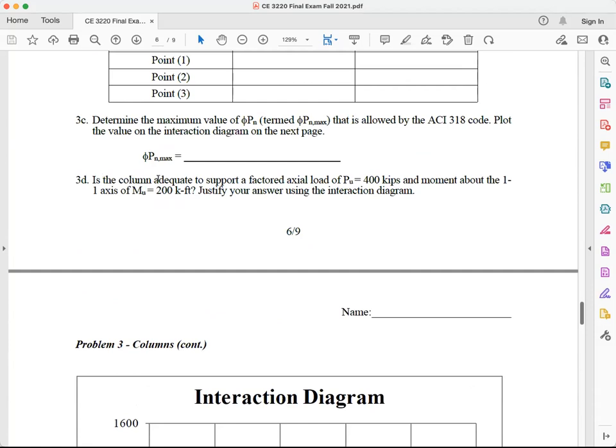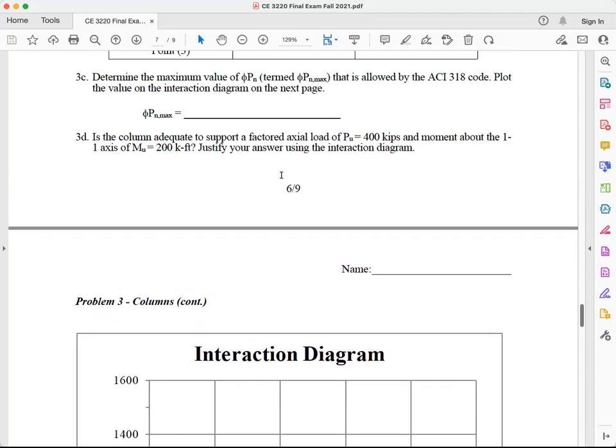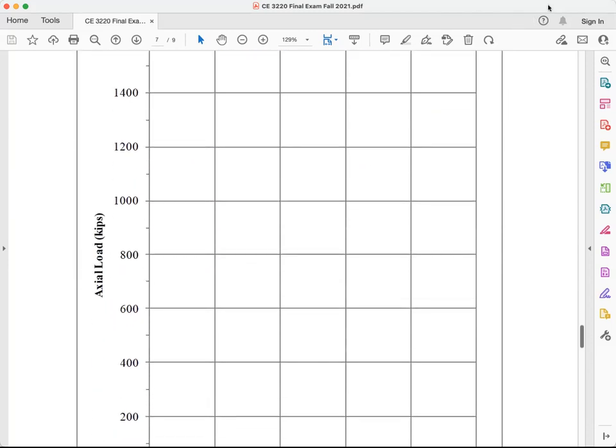Now, is the column adequate to support a factored loading of 400 kips, with a moment about one axis Mu of 200 kip-feet? Justify the answer using the interaction diagram. Okay, this is wonderful. Now, how to do this? Suppose you find A here, I'm making things up, I don't know, okay? A here, which is 0.1.